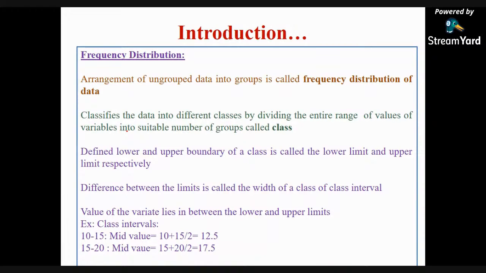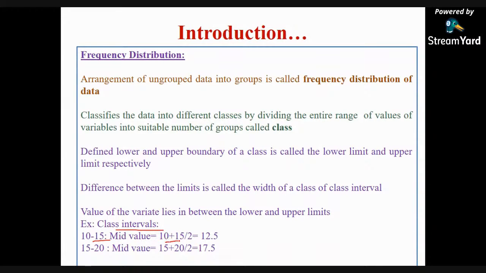So first we have to divide the entire range into classes, as I said earlier, based on their similarity or resemblance. Each class has a lower and upper boundary, which is called the lower limit and the upper limit respectively. The difference between the upper limit and the lower limit is called the width of the class or the class interval, and the value of the variate lies between the lower and the upper limits.